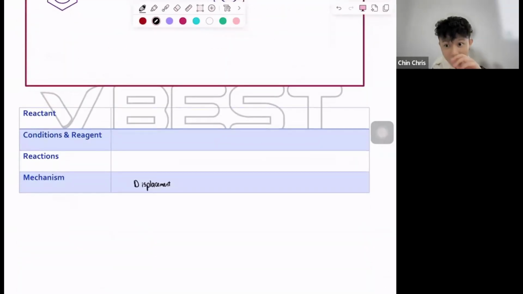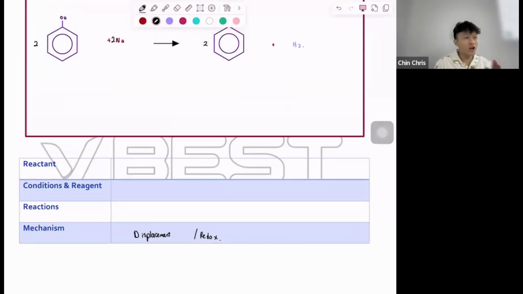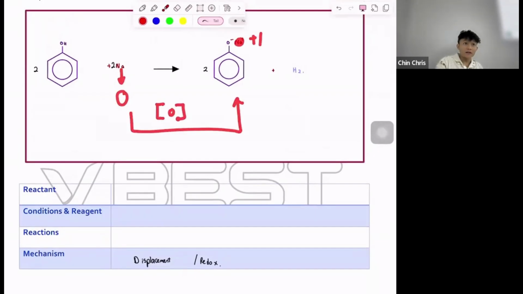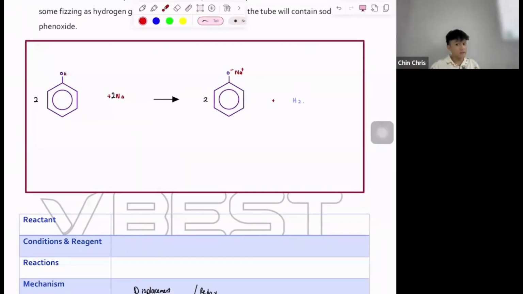Sir, my teacher says it's redox. Okay, your teacher says it's redox. Your redox reaction is also okay. Displacement reaction is a type of redox reaction. Your teacher is not wrong. Why? Guys, oxidation number here? 0. Oxidation number here? +1. Sodium undergoes? Oxidation. Correct. Hydrogen here? +1. Hydrogen here? 0. Undergoes reduction. So this is also considered a redox reaction. Yes, it's not wrong, but displacement reaction is a type of redox reaction.